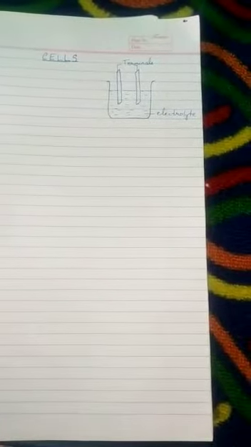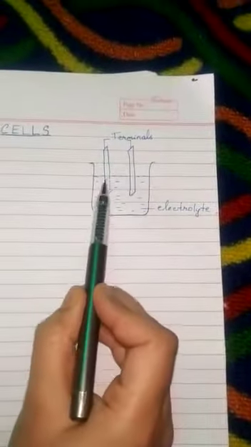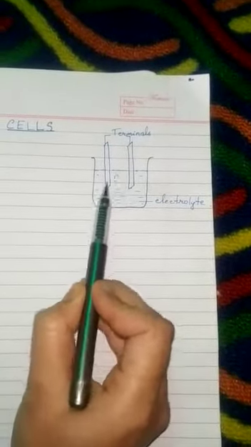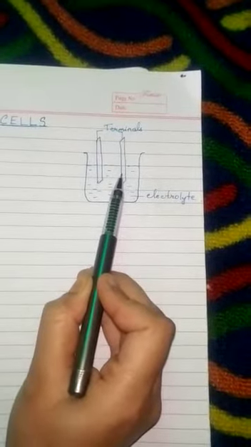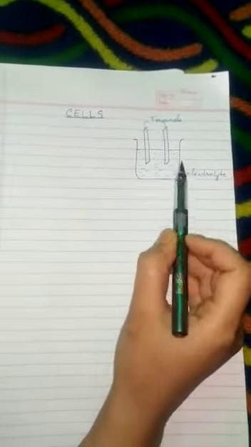Now, what is a cell? An electrical cell is a device which acts as a source of electricity, and it converts chemical energy into electrical energy. That means there is some chemical energy stored inside the cell, okay? And when we start using the cell, this chemical energy gets transformed into electrical energy. Now, how do we get this chemical energy?